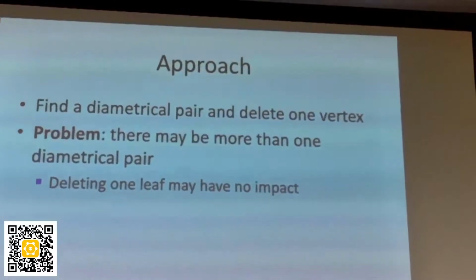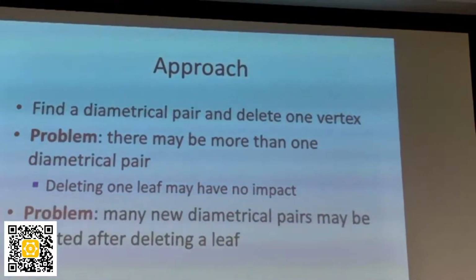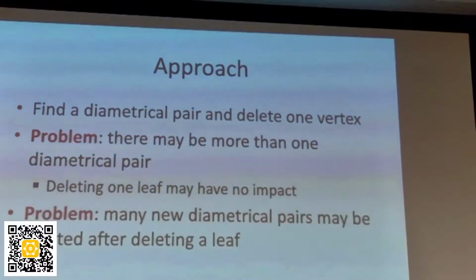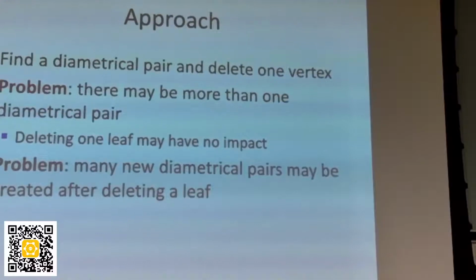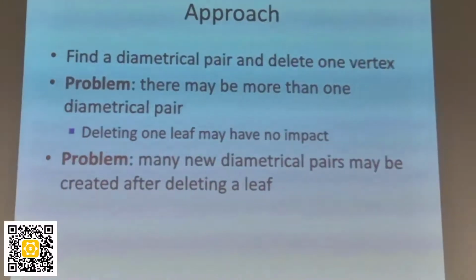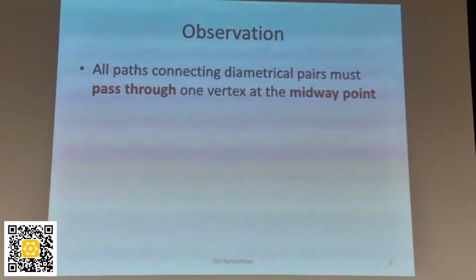So deleting one leaf may have no impact. That's why we have a problem. Also, many new diametrical pairs may get created, and we have to keep track of this. We don't know how to do it, at least we didn't know how to do this when we started thinking about this.